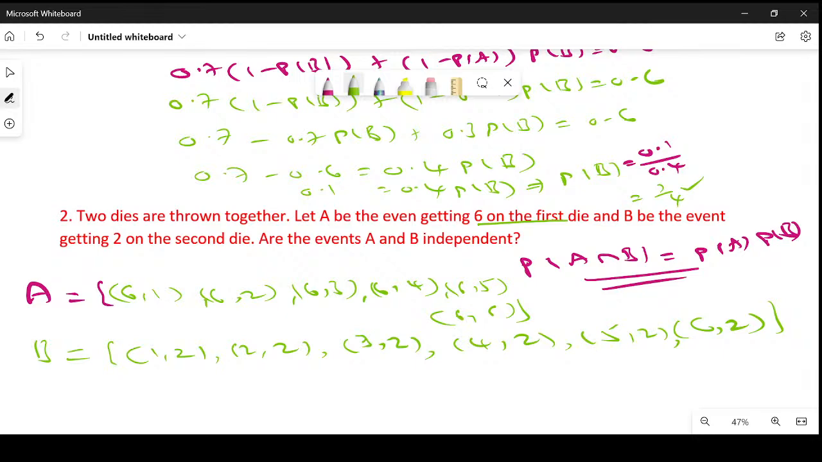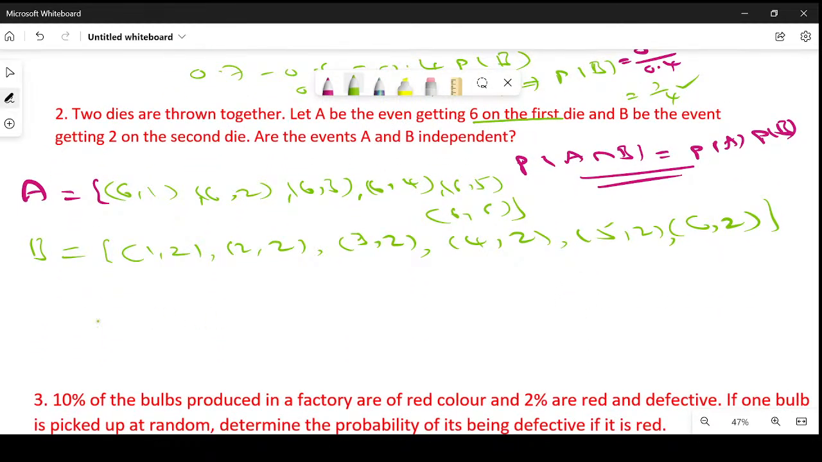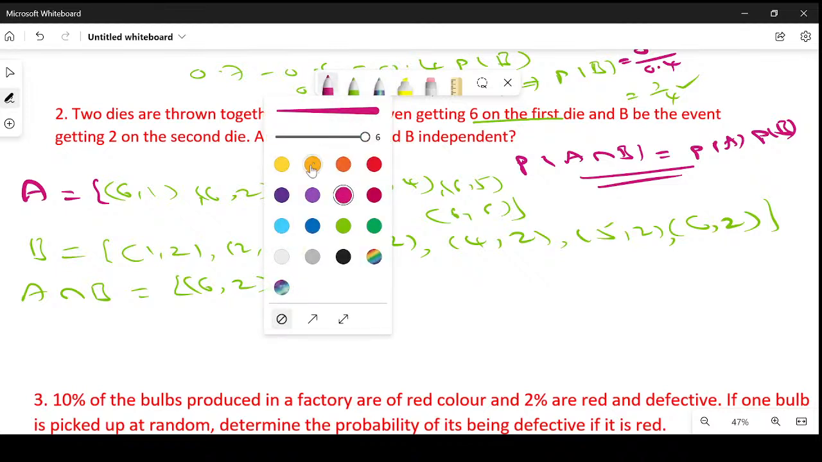So what about A intersection B here? If we take A intersection B, only the common events of both come here. So you can see (6,2) is the common event. (6,2), only one event. This (6,2) is the common one. Now think about what is the probability of P of A.